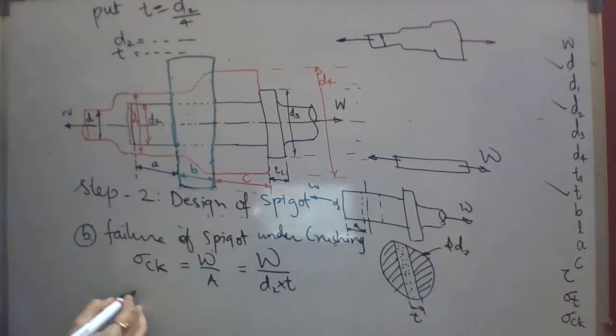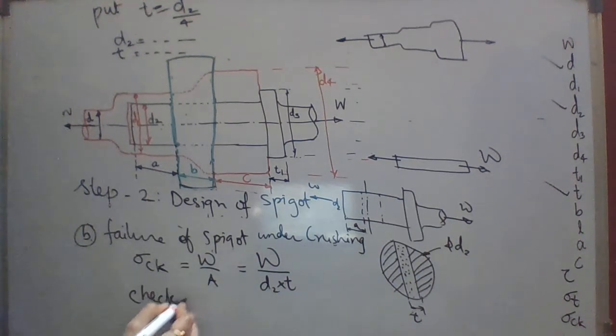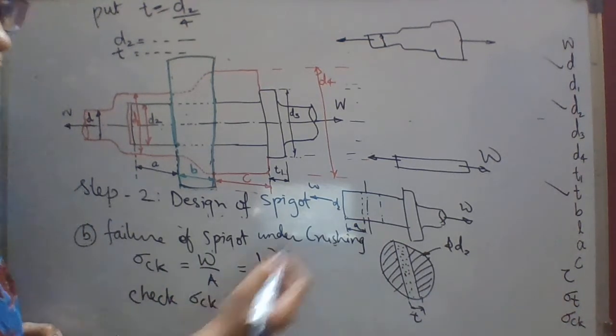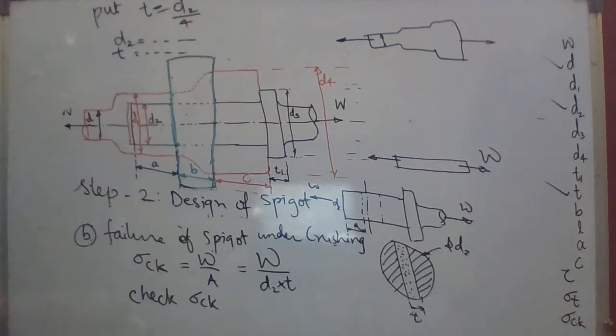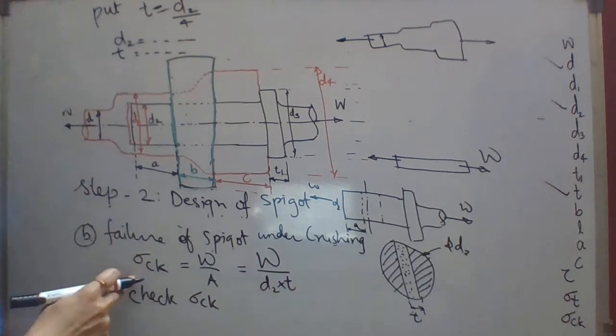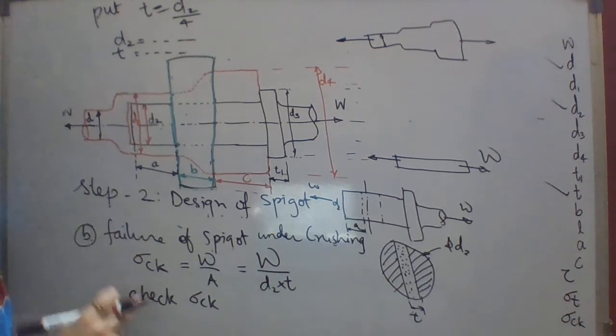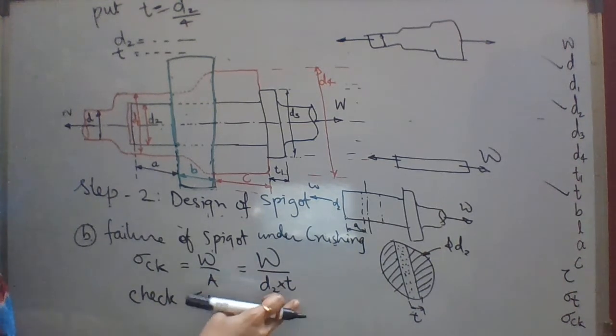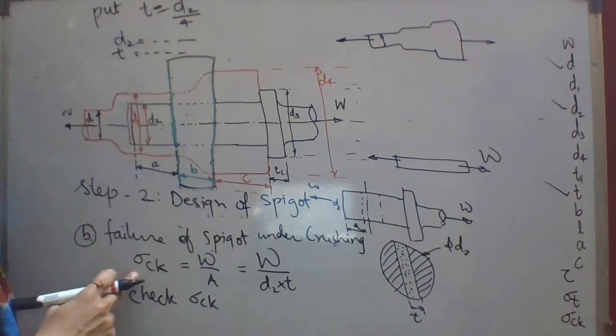Now we have d2, we have t. What we'll do, we'll check whether sigma Ck is less than or equal to the permissible given value. Or we'll check whether these dimensions d2 and t are safe for the crushing stress or not. So we'll check sigma Ck in this. We'll check d2 and t whether they are safe for crushing stress or not.